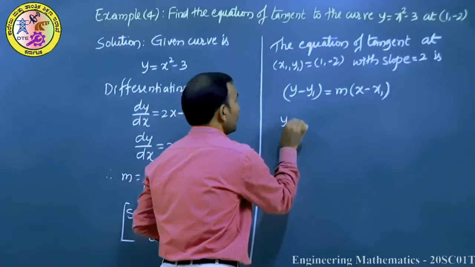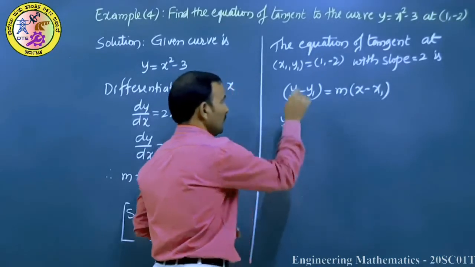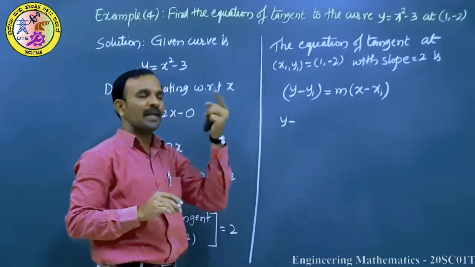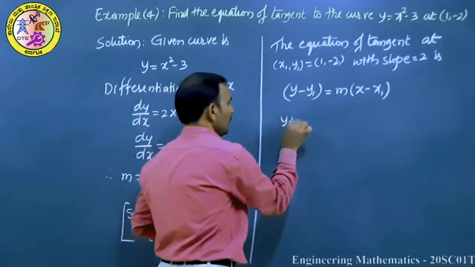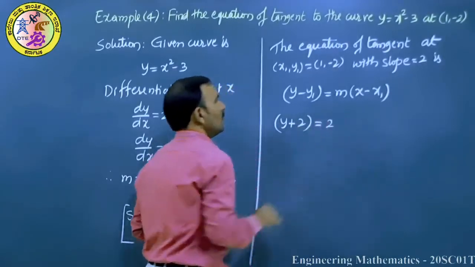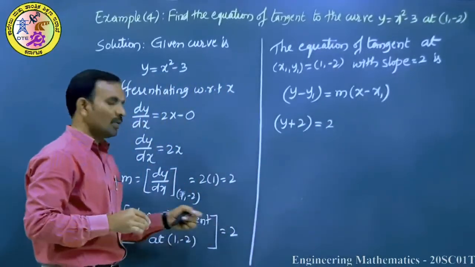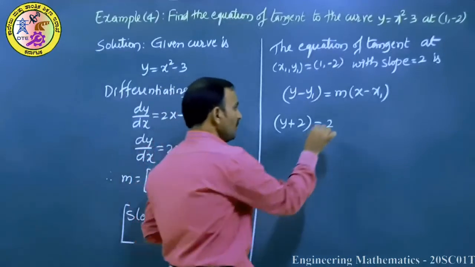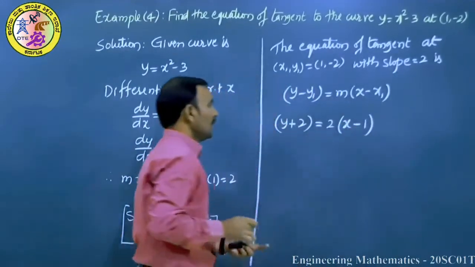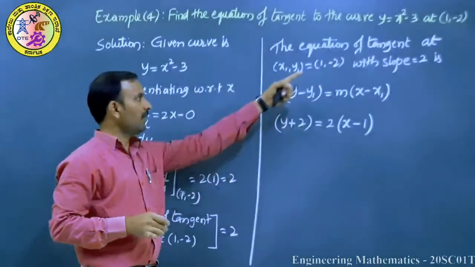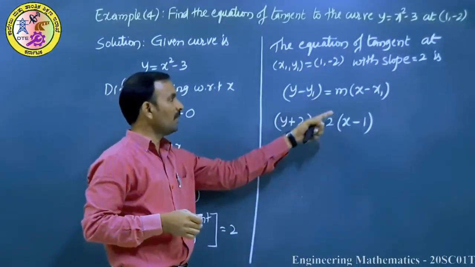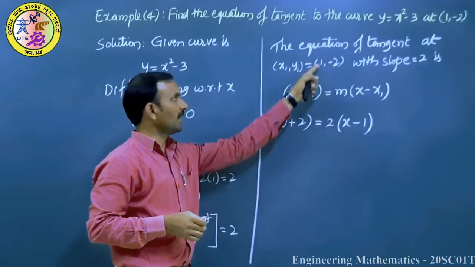Y minus y1. The y1 value is minus 2. Minus of minus is plus 2. So y plus 2 is equal to, the m value is 2. The slope is 2. X minus x1. The x1 value is 1. Y minus y1, the y1 value is minus 2, minus of minus is plus 2, equal to the m value, which is 2, into x minus x1, which is 1.